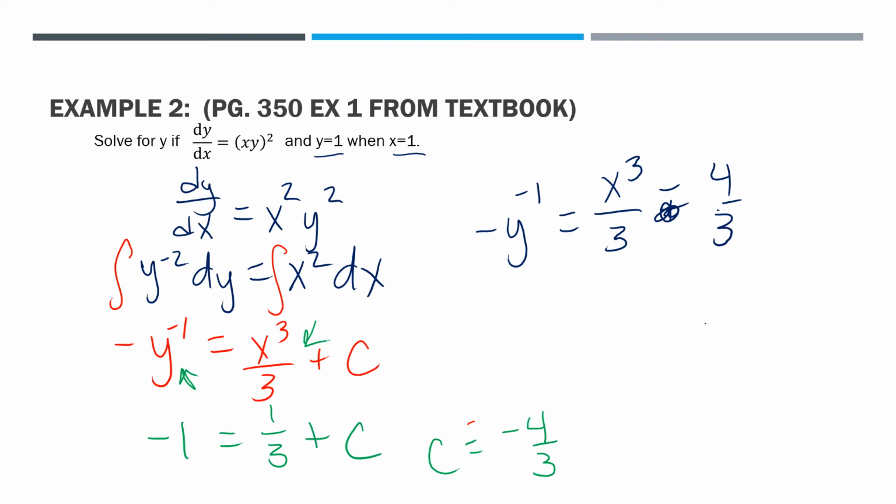Okay. And then now we're going to use that same trick that we did before where we reciprocate everything and make it negative. So this would be negative 3 over x cubed minus 4. If you're following me in the book, though, on page 350, they don't leave the answer like that.